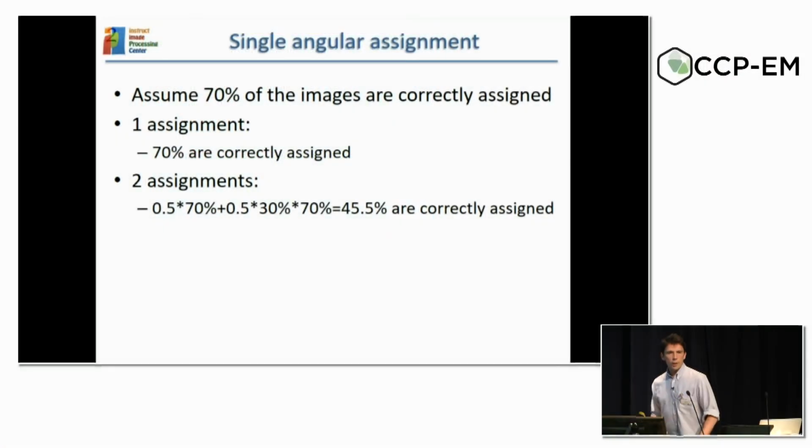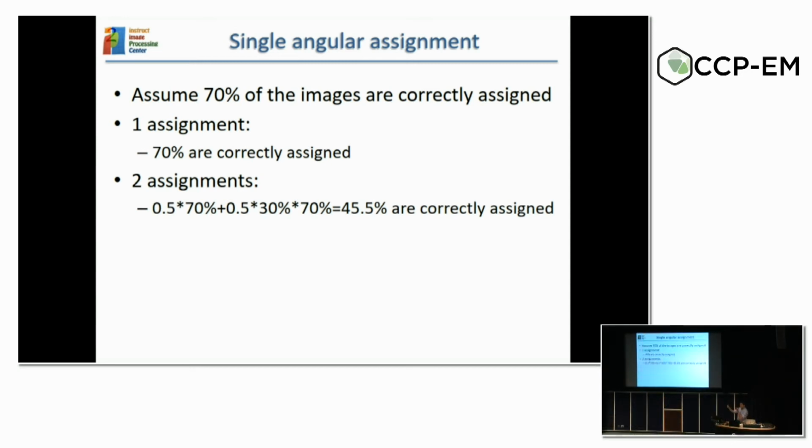Then, doing a single angular assignment. Let's say I have to decide for a projection where it is coming from. So I don't know if it is from here or from there. So the maximum likelihood is, okay, it is coming from both places with different weights. But let's say you make the right decision in 70% of the cases. So you take the maximum in 70% of the cases. So 70% of your alignment is correct.